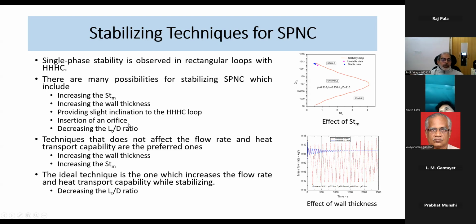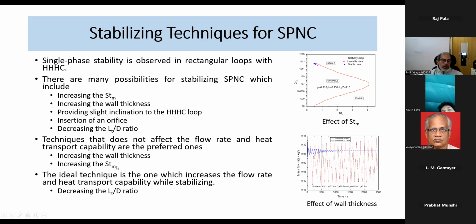The insertion of an orifice has a different influence on the lower threshold and the upper threshold, but we will see that. We have already mentioned that actually. Then, decreasing the L by D ratio, what happens? Decreasing the L by D ratio has an interesting aspect which we will explain later. Now here, what happens?